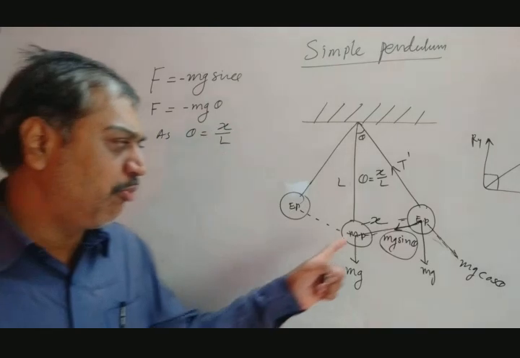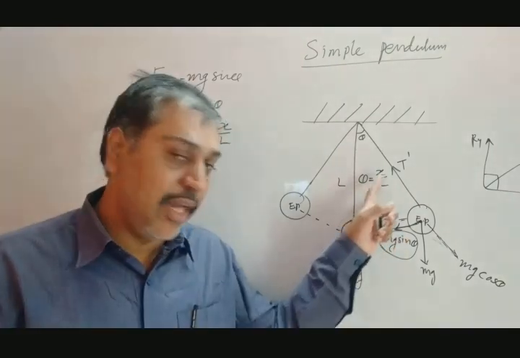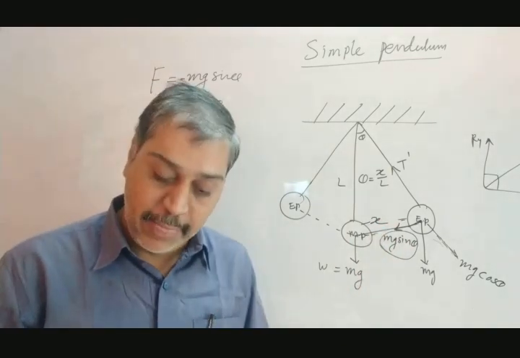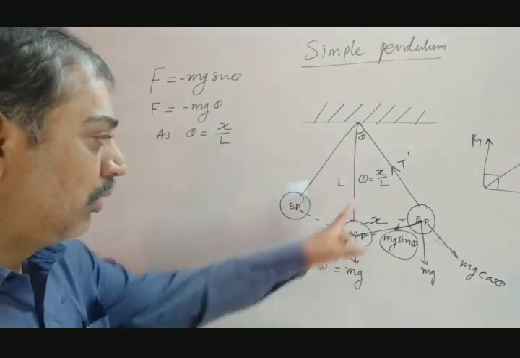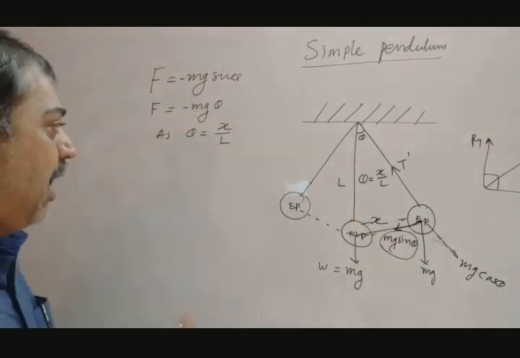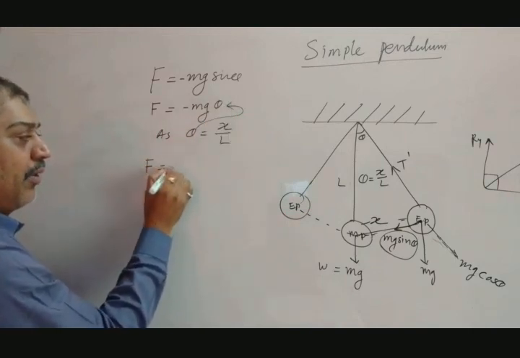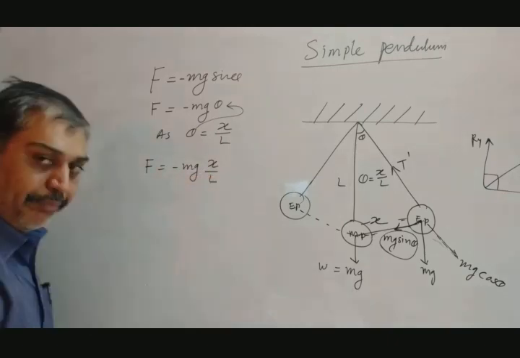Don't worry, this formula may also come in the first chapter, circular motion. This theta equals x by L. I hope all of you learned this in 8th to 9th standard geometry. So theta equals x by L. Put this value of theta in this equation. You can write this as F equals minus mg x divided by L.